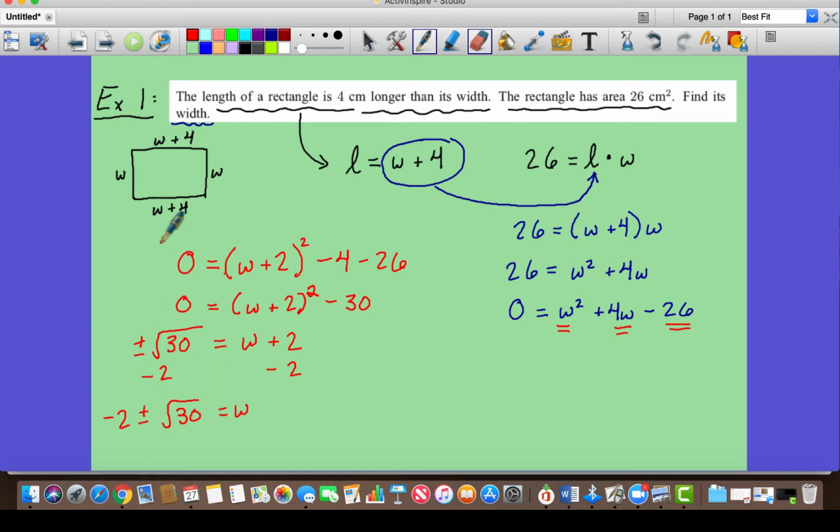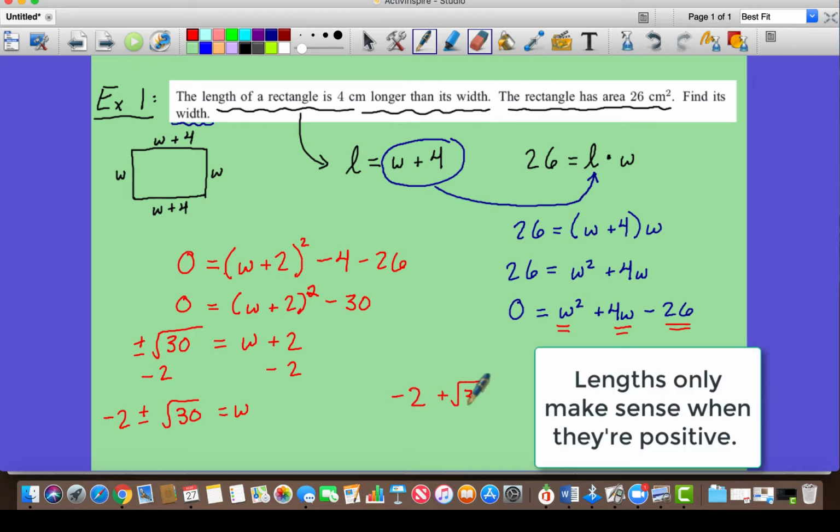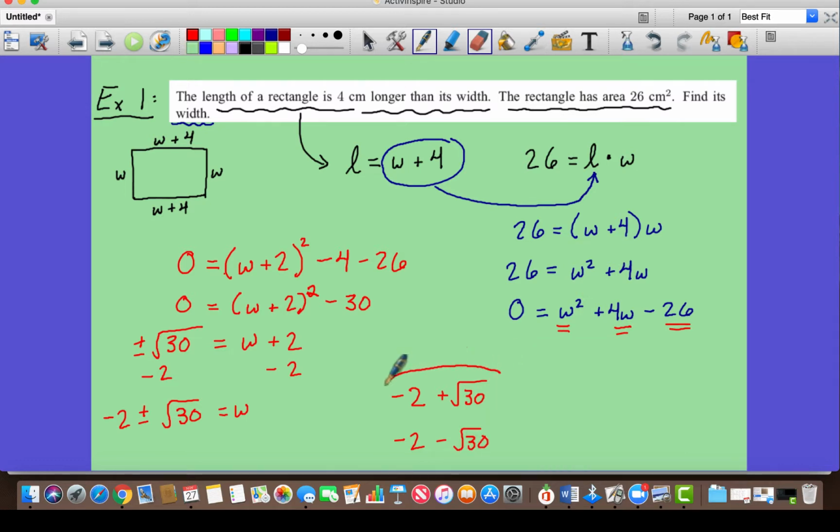And there's really just one option that makes sense, and it's going to be whichever outcome here is positive between negative 2 plus the square root of 30 and negative 2 minus the square root of 30. And this one is positive. Why don't we take a minute to see what that actually equals. So I get about 3.48 for that as W. And that would mean my length would be about 7.48.